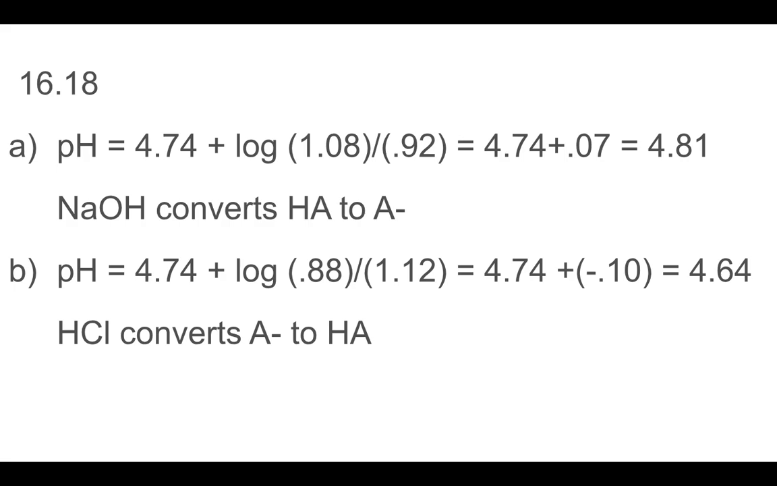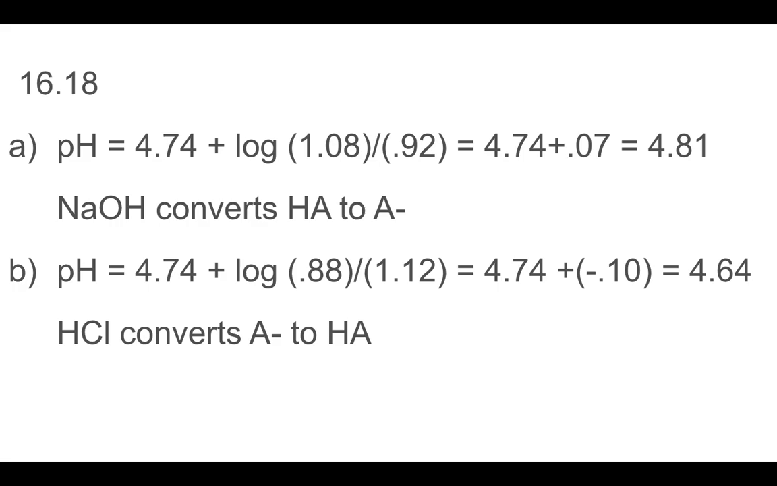16.18, we're back to acetic acid again. This time we have 1 liter of a 1 molar solution, which means we have 1 mole of both the acetate and the acetic acid molecule. So our pH is equal to 4.74 plus, if we were to add 0.08 moles of sodium hydroxide, that would increase the molarity of the A minus to 1.08 and decrease the molarity of the HA to 0.92 because it would react with HA to convert it to A minus. So now we have pH equal 4.74 plus the log of 1.08 over 0.92, which is 0.07. So 4.74 plus 0.07 equals 4.81. The added base has raised the pH by 0.07 units, which is actually a very small amount because of the buffering ability of the solution.